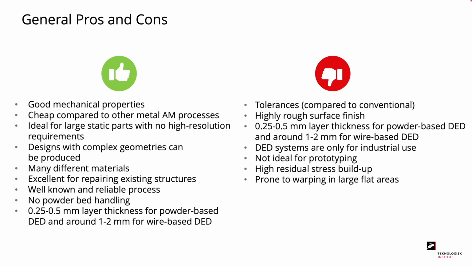If we have a look at the general pros and cons, we can see that some of the benefits are that we will obtain good mechanical properties. It is cheap compared to other metal AM processes, and it is ideal for large static parts with no high resolution requirements. Some of the downsides are the tolerances. We cannot obtain the same tolerances as compared to conventional manufacturing. We also have a highly rough surface finish, and the resolution is poor.